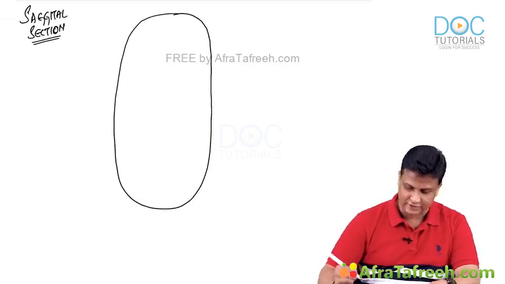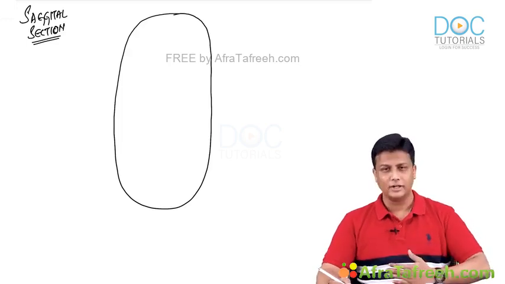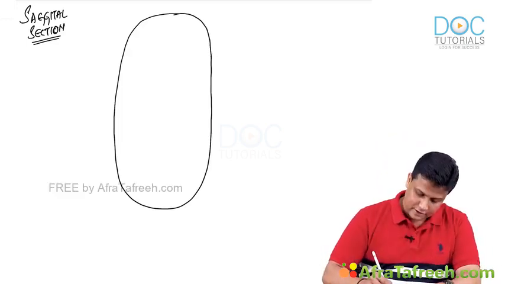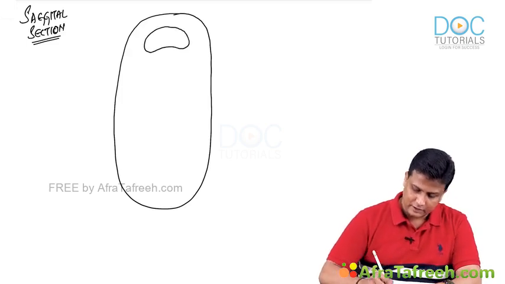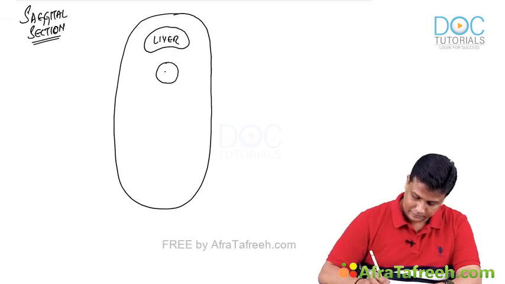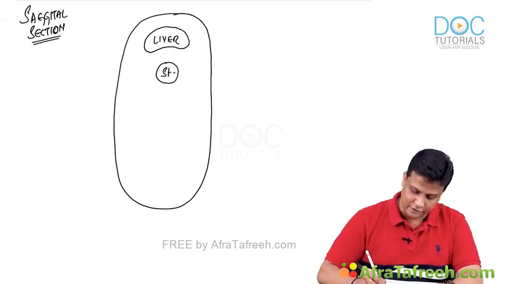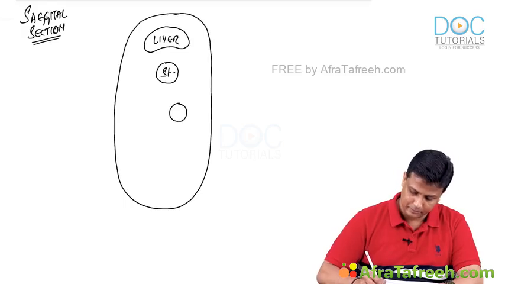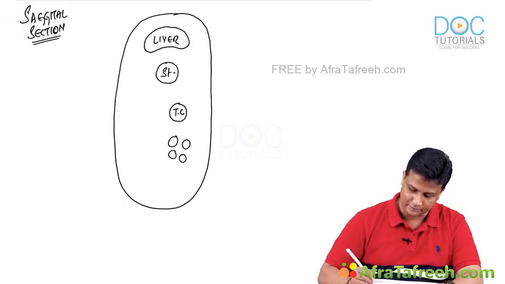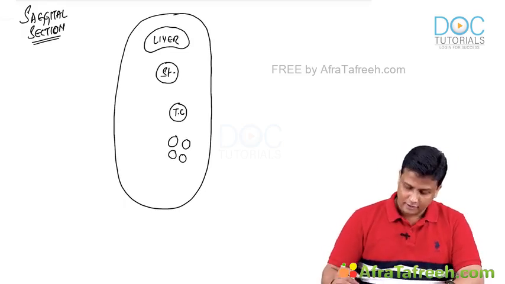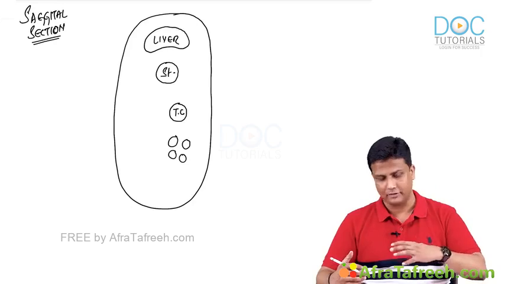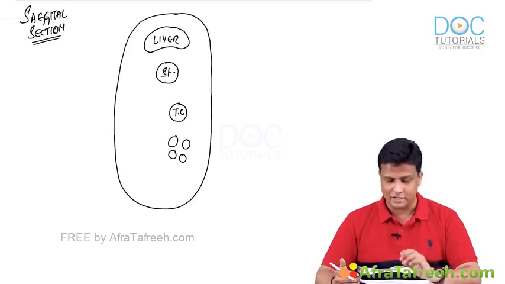Now for example, if this is the sagittal section here of the abdomen, and I'm going a little bit below up to the pelvis also. And in this sagittal section, for example, here you have your liver, and just below the liver you'll be able to appreciate the stomach here. So liver, below the liver, stomach, and then you'll be able to appreciate the transverse colon, and then there will be like so many coils of intestine here, small intestine.